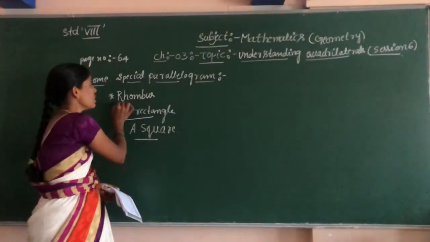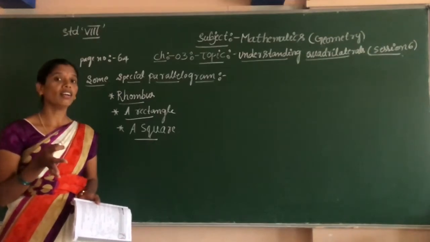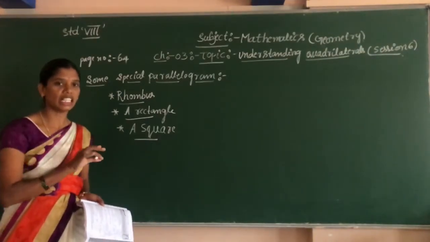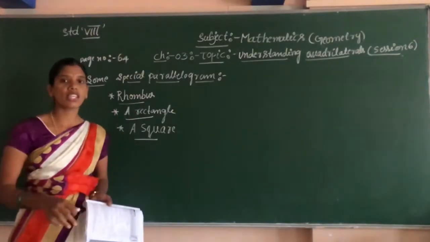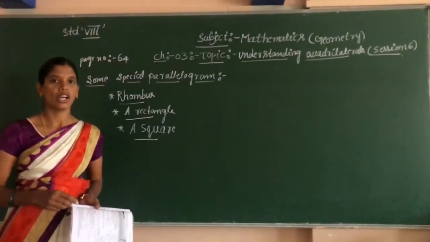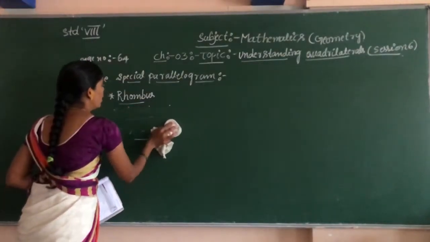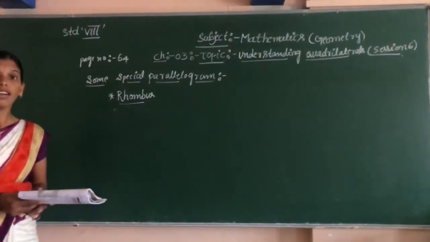Children, now what is the rhombus? Rhombus is a special kind of kite. A kite has two pairs of equal sides, but a rhombus has all sides equal, and it is also called a rhombus. Okay children, first we shall study the rhombus.